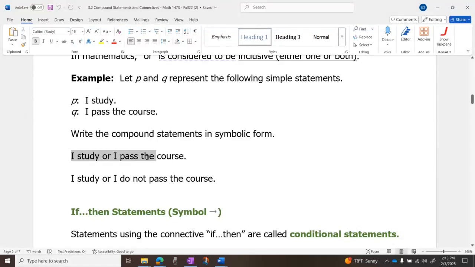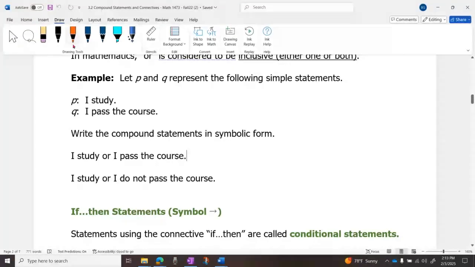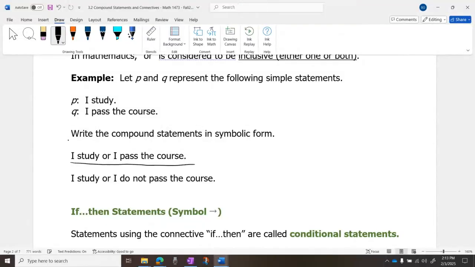This sentence says I study or I pass the course. This one is very simple. As you can see, you need to be able to analyze the structure of the sentence. I study or I pass the course. So the logic connective here is OR. OR is this right side up V. I study is P. I pass the course is Q. So it's just P or Q.